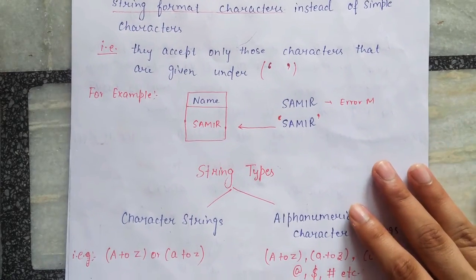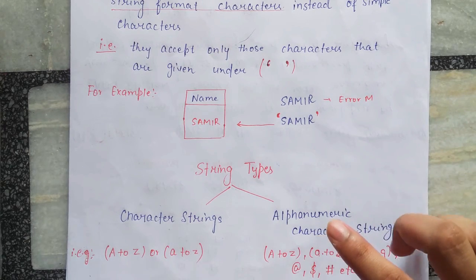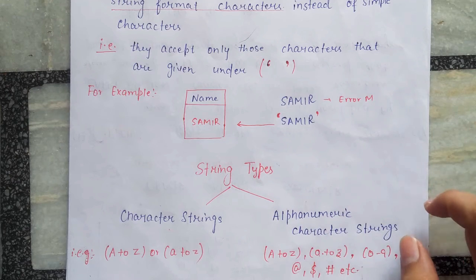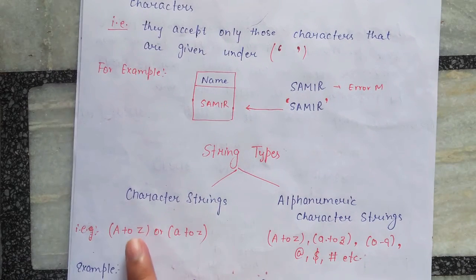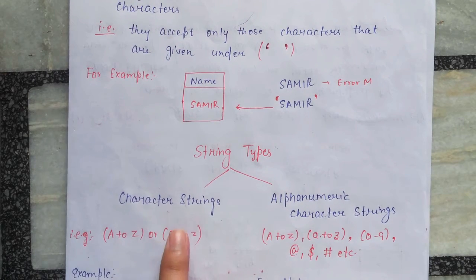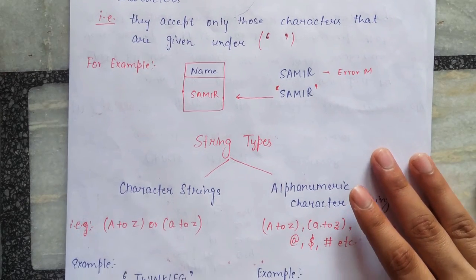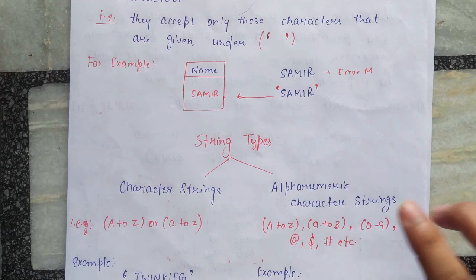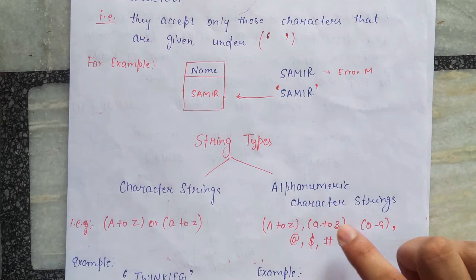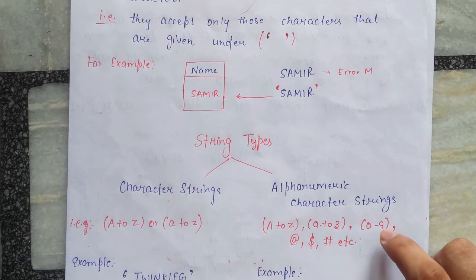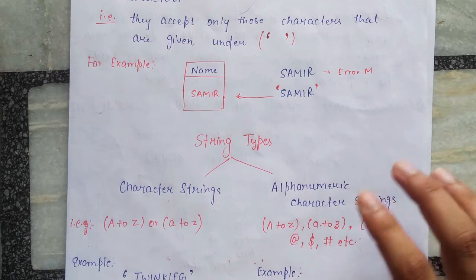Now our string types, our character strings, are of two types. The first one is character strings and the second one is alphanumeric character strings. So what is meant by character strings? The string that consists of only characters, either A to Z or small a to z and capital A to Z. It doesn't matter if they mix or not, but it will consist of only character values. Alphanumeric strings, instead, are those that consist of a mix of all these, where digits also work as characters and symbols also work as characters, along with small a to z and capital A to Z.